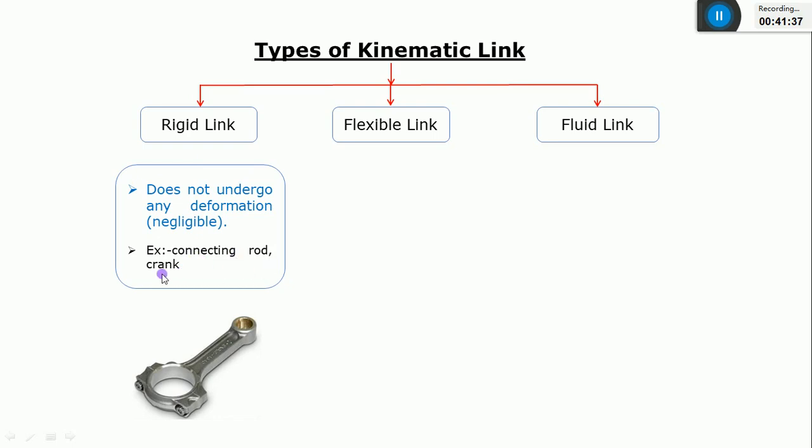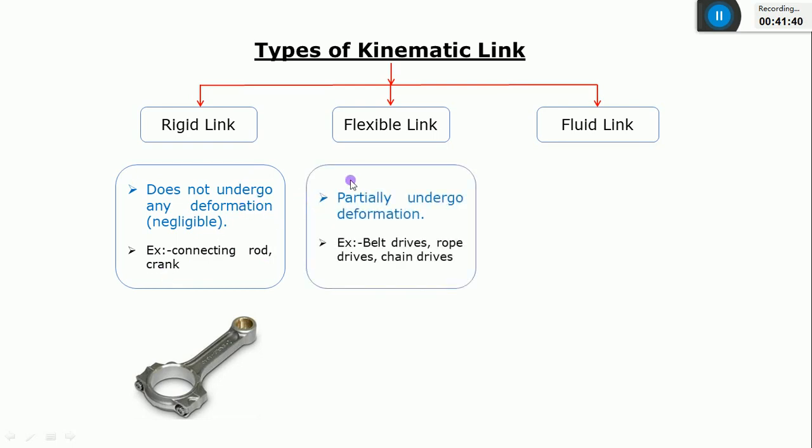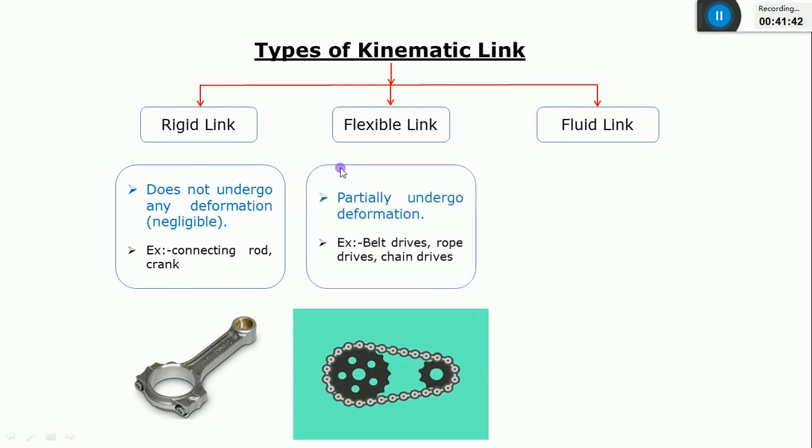Then I'll go to the second one, that is the flexible link. Let me consider the chain sprocket which is present in your bike or bicycle. You will have two gears, one a driver and one a driven gear. You can consider gear 1 as link 1 and gear 2 as link 2, and both are connected with one more link, that is the chain. It is a kinematic chain having three links.